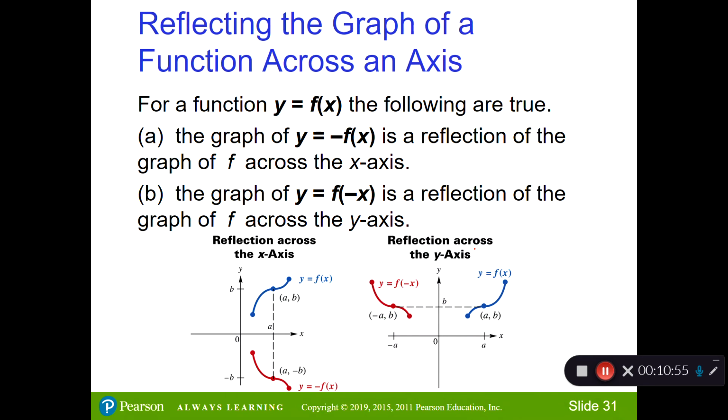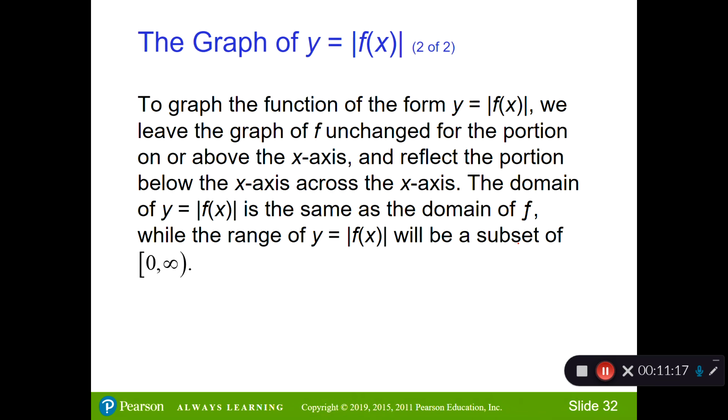original graph. Now, if I put a negative on the outside, that reflects me over the x-axis. A negative on the inside reflects me over the y-axis. So here we can see that reflection across the x-axis with the negative on the outside, and a reflection across the y-axis with the negative inside where the x is.